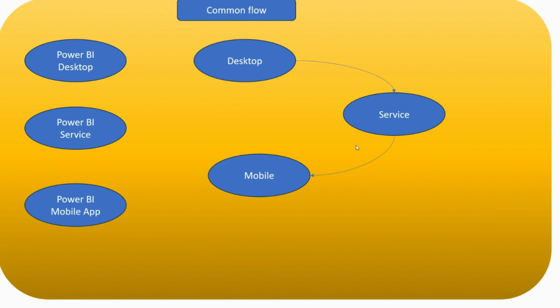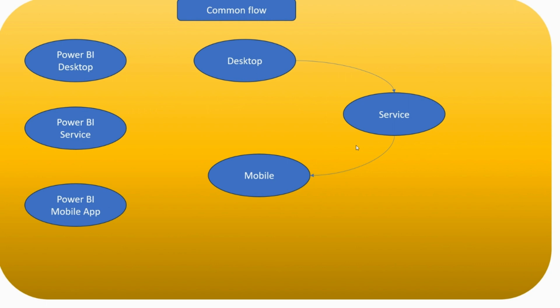There are different things available in Power BI, and this is a common flow that will take place. We have a Power BI desktop, a Power BI service, and a Power BI mobile app. So desktop, service, app. Remember: desktop, service, app. First we will be designing everything in a desktop. Next we are publishing into a service. Next we can share the report, and we can see the reports in the mobile app.